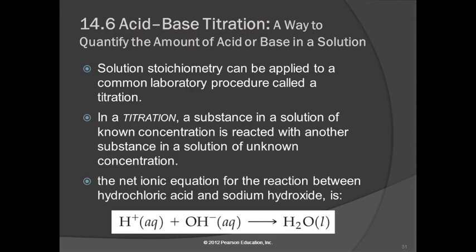An acid-base titration is a technique. It's a way of quantifying the amount of acid or base in a solution, and it utilizes solution stoichiometry. So what happens in a titration is we take a substance of known concentration and react it with another substance of unknown concentration, and we can find out what that unknown concentration is.